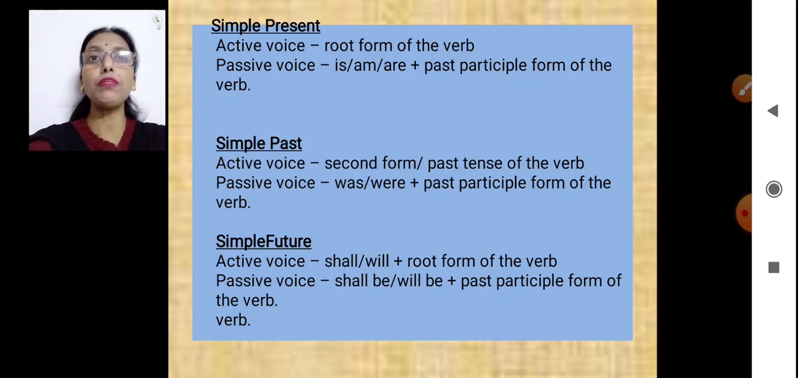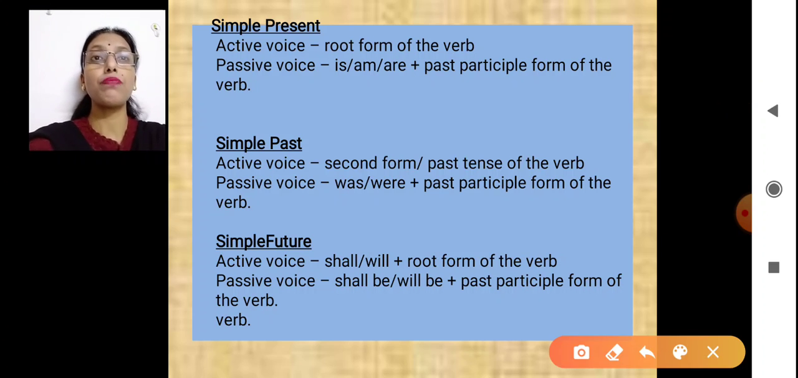Let's start with simple present. In active voice, it is a root form. And what happens in the passive voice? Passive voice, it is, am, are plus the past participle. Okay, that was about the simple present.